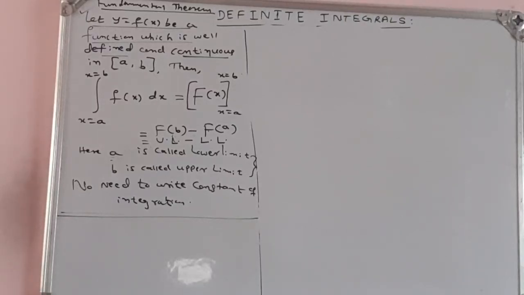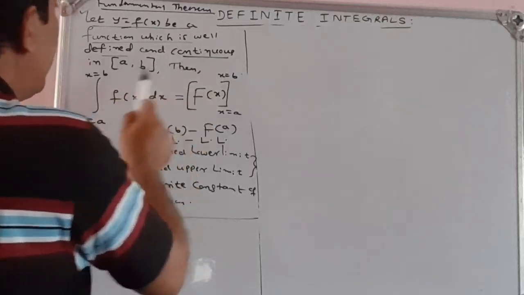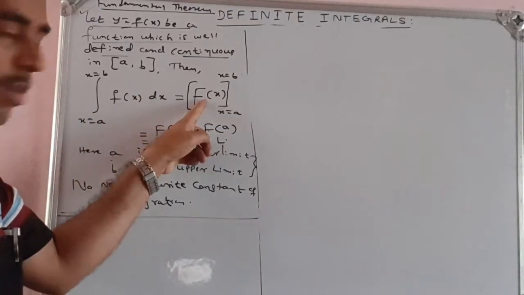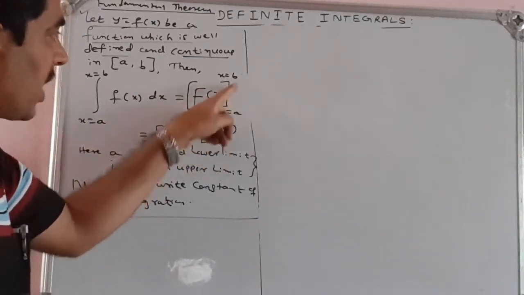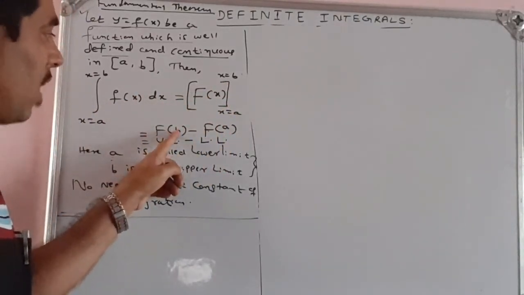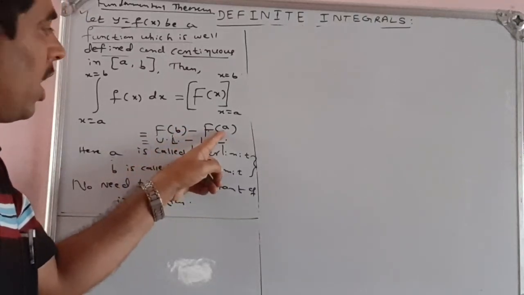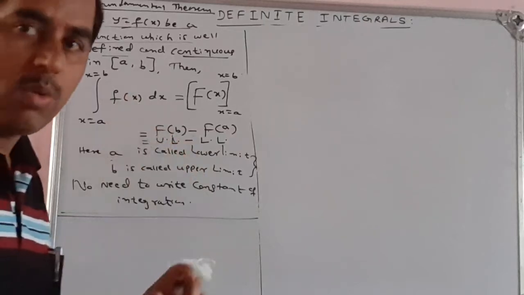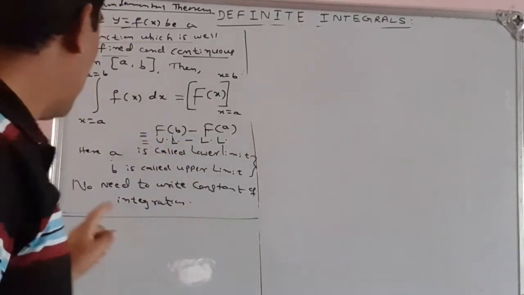This is the fundamental theorem of integral calculus. What it says: if we have a function y is equal to f of x, which is well defined and continuous in the closed interval, then the integration of f of x gives the antiderivative. Whatever the interval we have described, we find the antiderivative at the upper limit minus the antiderivative at the lower limit. The difference of these two gives us one value. That's why we call this a definite integral.